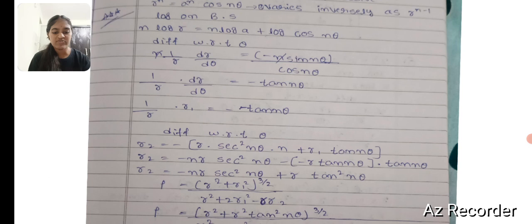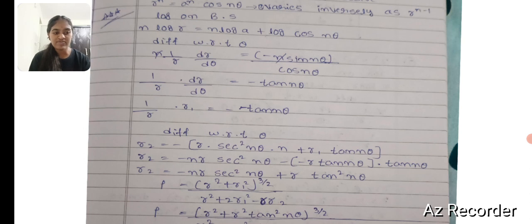Apply log on both sides. n log r is equal to n log a plus log cos n theta. Differentiate with respect to theta. n into 1 by r dr by d theta is equal to minus n sin n theta divided by cos n theta, where n and n get cancelled. Now the remaining part is 1 by r dr by d theta is equal to sin by cos, which is tan. So it became minus tan n theta.